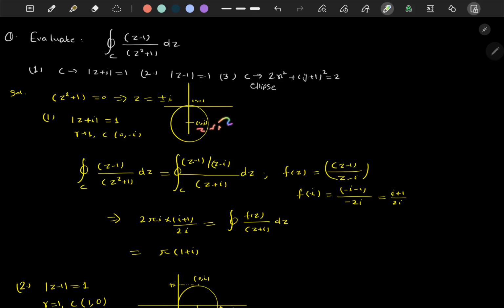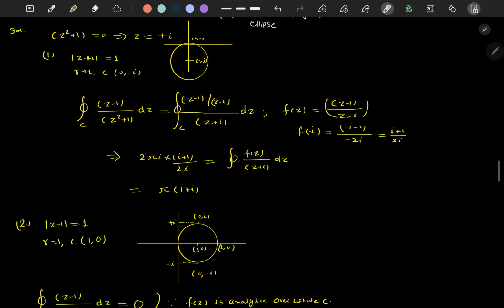So z plus iota will be in the denominator. The same formula will be applied. So f of minus iota is (iota plus 1) by 2 iota. Put this in the Cauchy integral formula. We have this, so the answer will be pi (1 plus iota).